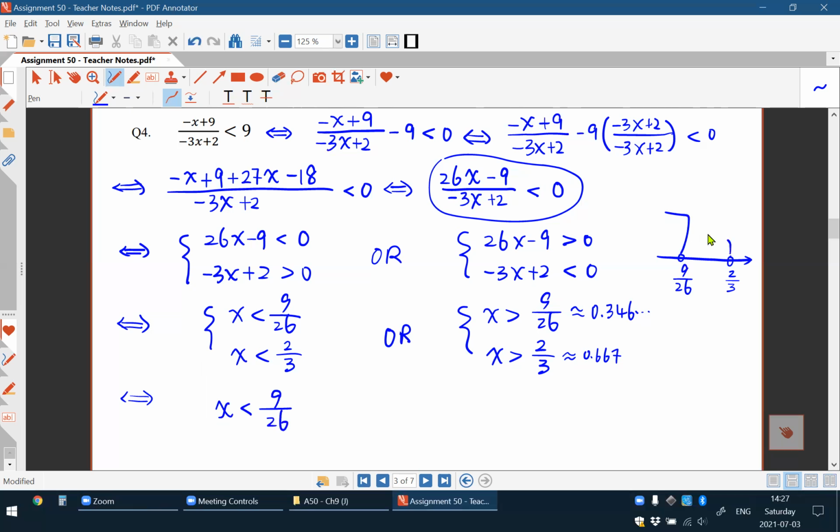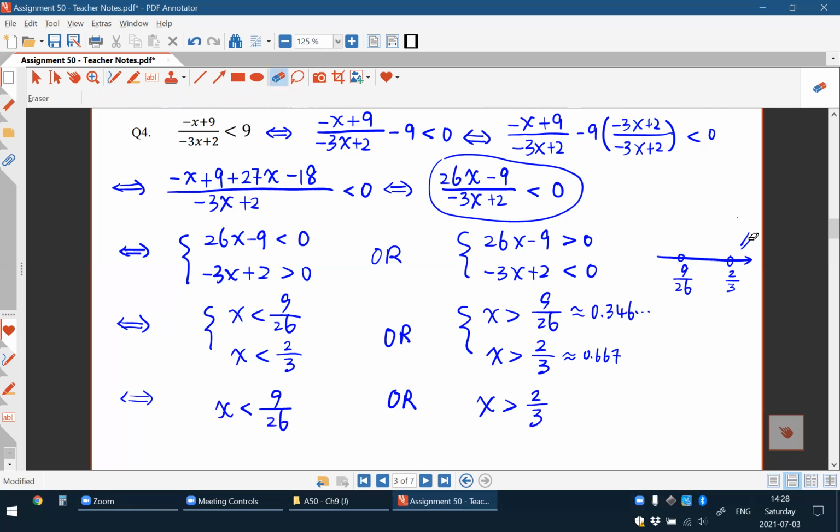If you draw a diagram, it shows here. Of course, here is the overlapped area, right? Okay, so how about the solution of the second problem? X should be larger than 9/26, and X should be larger than 2/3. And of course, here, this is the overlapped area, right? So X should be larger than the larger number, which is 2/3.